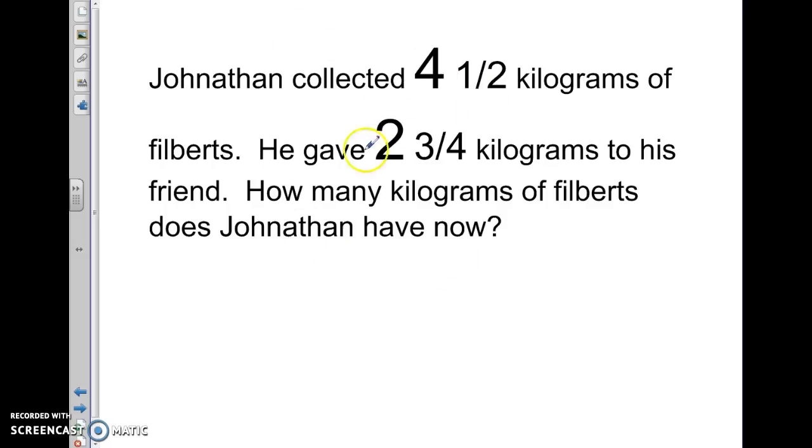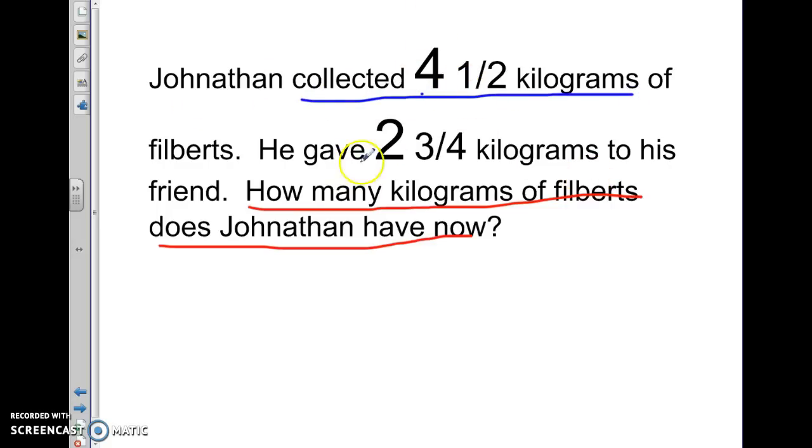So again, always going to look at the question first. How many kilograms of filberts does Jonathan have now? All right, so I want to know how much he has when he's done giving. So then we're going to look at the important information. He collected 4 1/2 kilograms, and he gave 2 3/4 kilograms. Okay, that's really important, right?